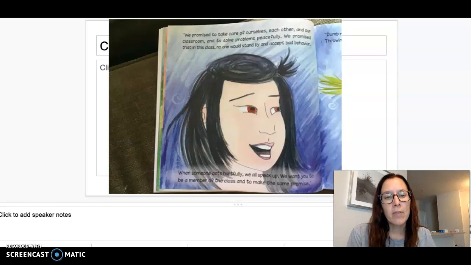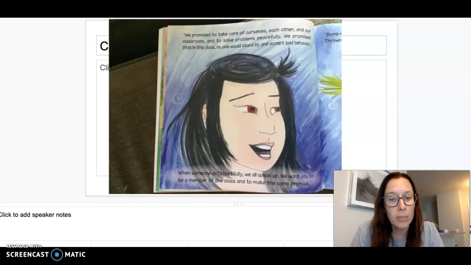We promised to take care of ourselves, each other, and our classroom, and to solve problems peacefully. We promised that in this class, no one would stand by and accept bad behavior. When someone acts hurtfully, we all speak up. We want you to be a member of the class and to make the same promise. That to me sounds like a pretty good thing.